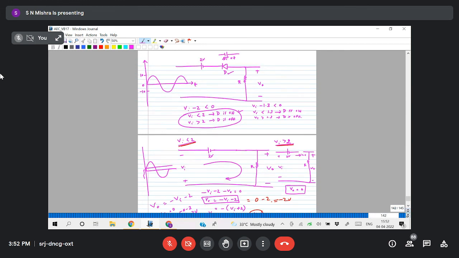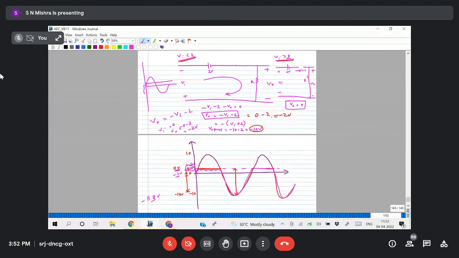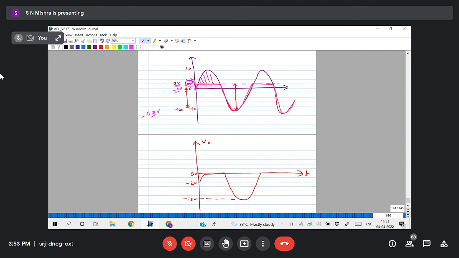Any doubt? First you have to visualize the graph. Once you understand the condition, then apply KVL in the equivalent circuit, then find the output voltage, then you have to visualize the waveform. If you do not visualize how much it is cutting, then it is very difficult to draw the waveform. Like here, it is cutting this portion. Okay, this portion is cutting, so that's why I'm getting this type of waveform.